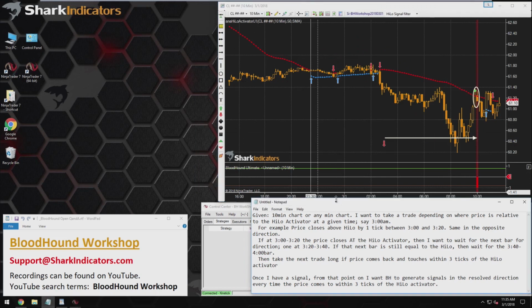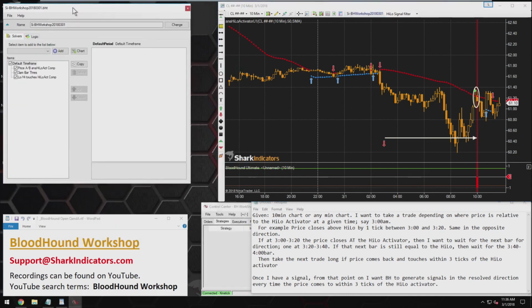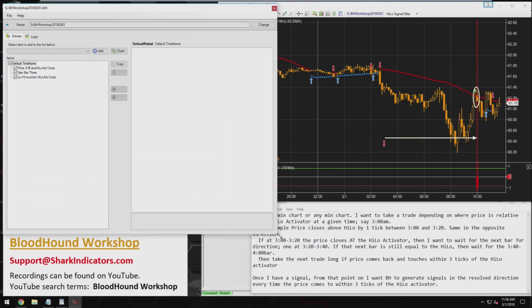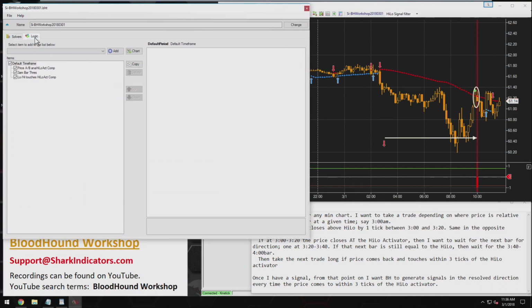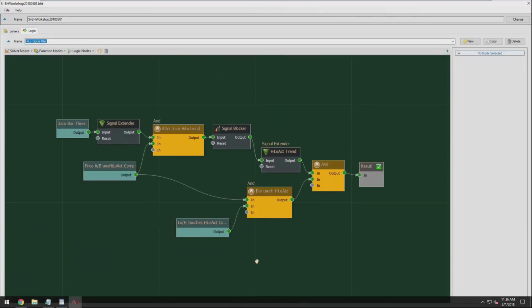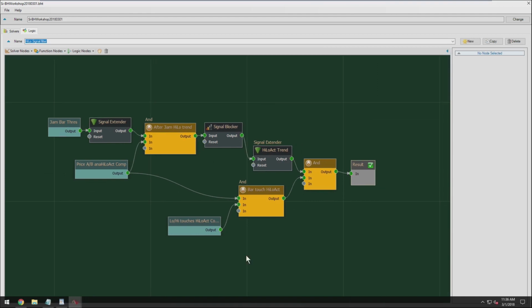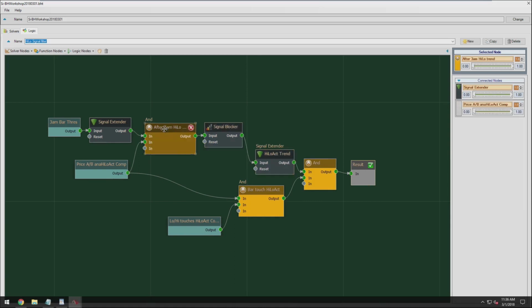Okay, so with that, let me just point out a few adjustments that would need, I would say, further testing. So let's take a look at the logic here. Yeah, so this signal extender here. Remember, we have the 3 a.m. signal here. So let's adjust the name here.